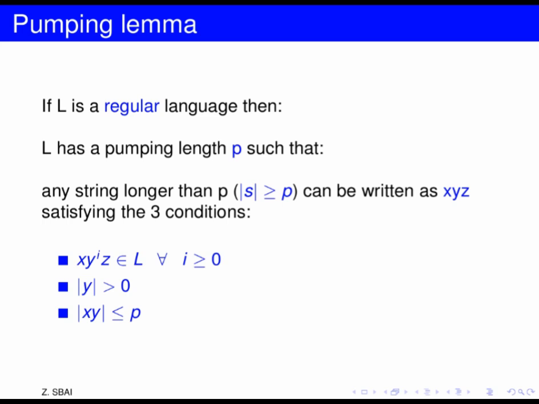This pumping lemma states that if a language is regular, then it has a pumping length p. There should exist some number p such that any string longer than p can be written as a concatenation of three parts x, y, z, satisfying that if we pump the part y, x y^i z is also in the language for all i positive. And the second condition states that we have to choose y not empty. Also, the length of x concatenated to y should be less than or equal to p.